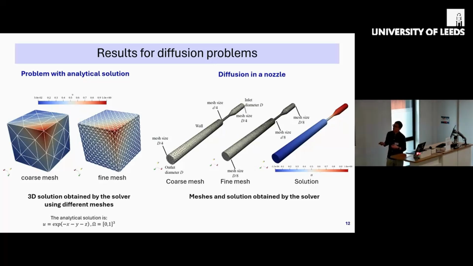I'm showing two results here. One is in a coarse mesh, one is in a fine mesh, obtained from our solver using neural networks. The analytical solution is an exponential solution. And on the right, similarly, is another example. So this is just a good picture to show you the results.